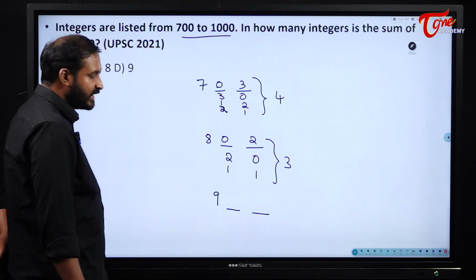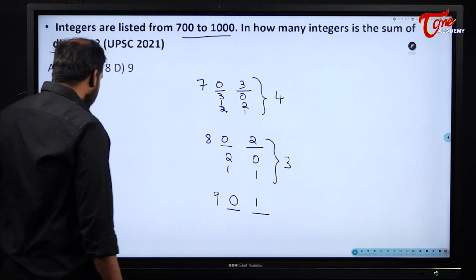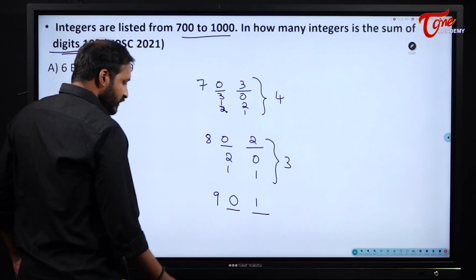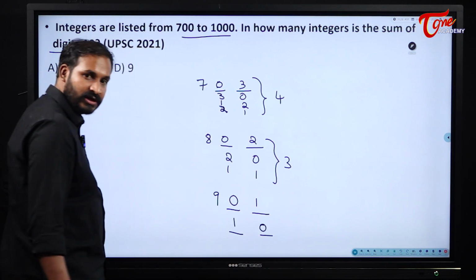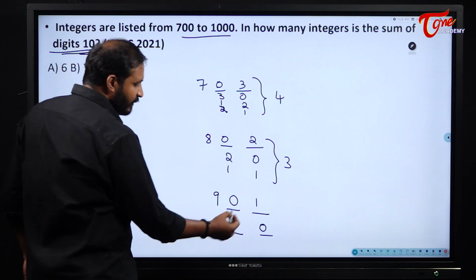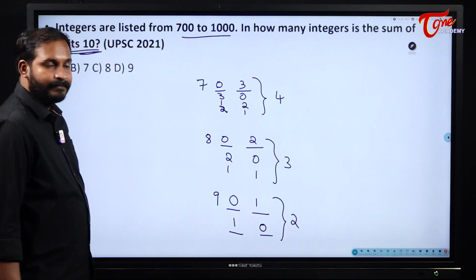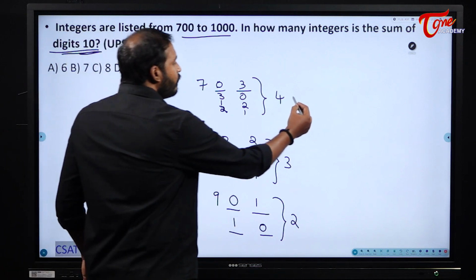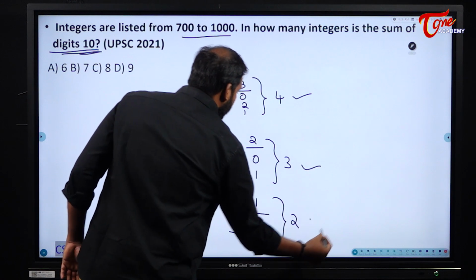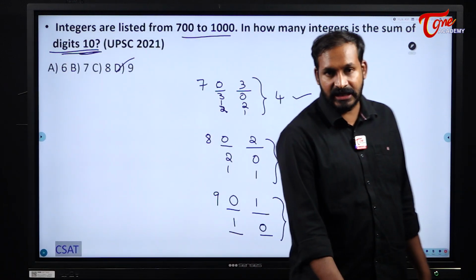Next, similarly, a number starting with 9. What are the chances I can have here? 901, one choice we will have. 910 is the other choice. Is there any other choice apart from this? No. Only this many choices. 2. Why? Because the sum of the digits should be 10. So 4 plus 3 plus 2, what is the sum we will get here? Total 9.